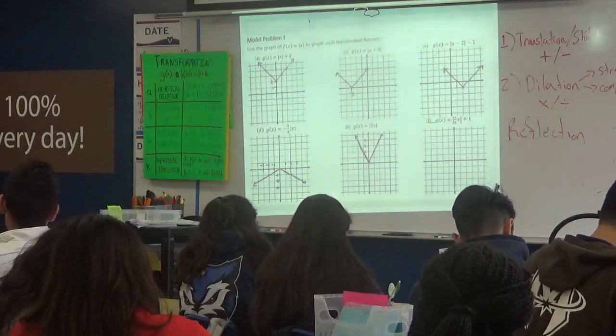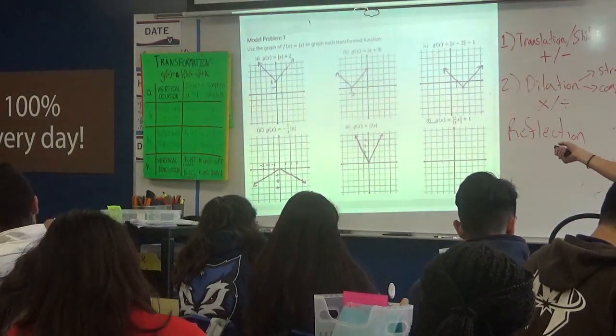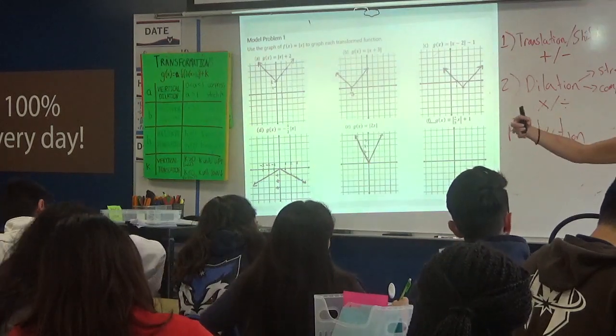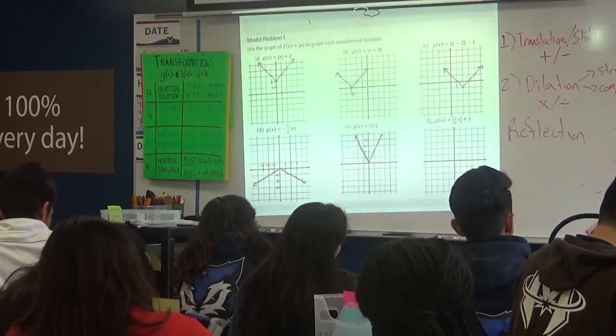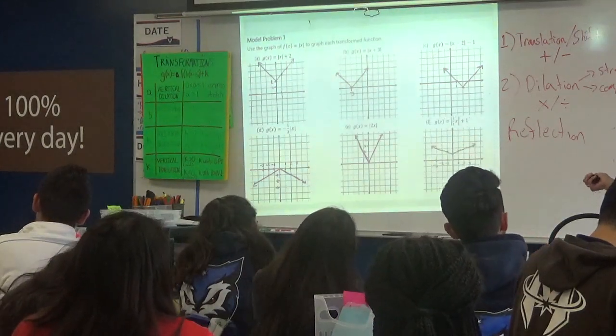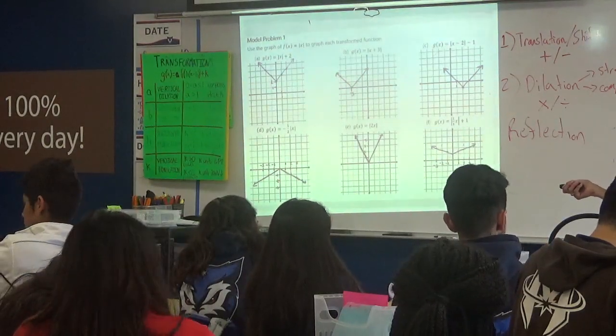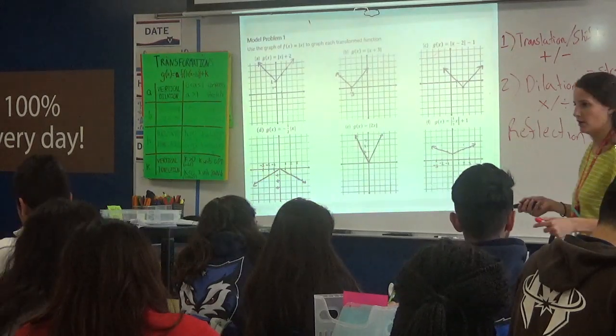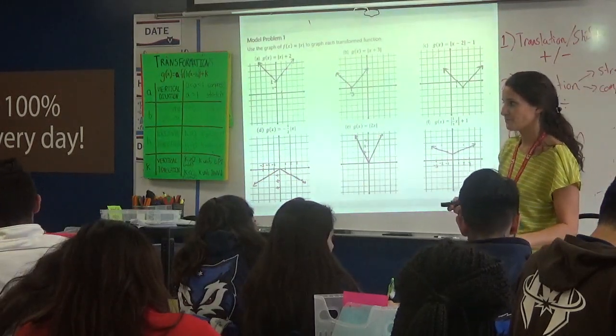And last one, we've got a horizontal stretch, making it look wider. And then the plus 1, we like that. Where does that go? Up 1. So it should be wider and then up 1. Okay?